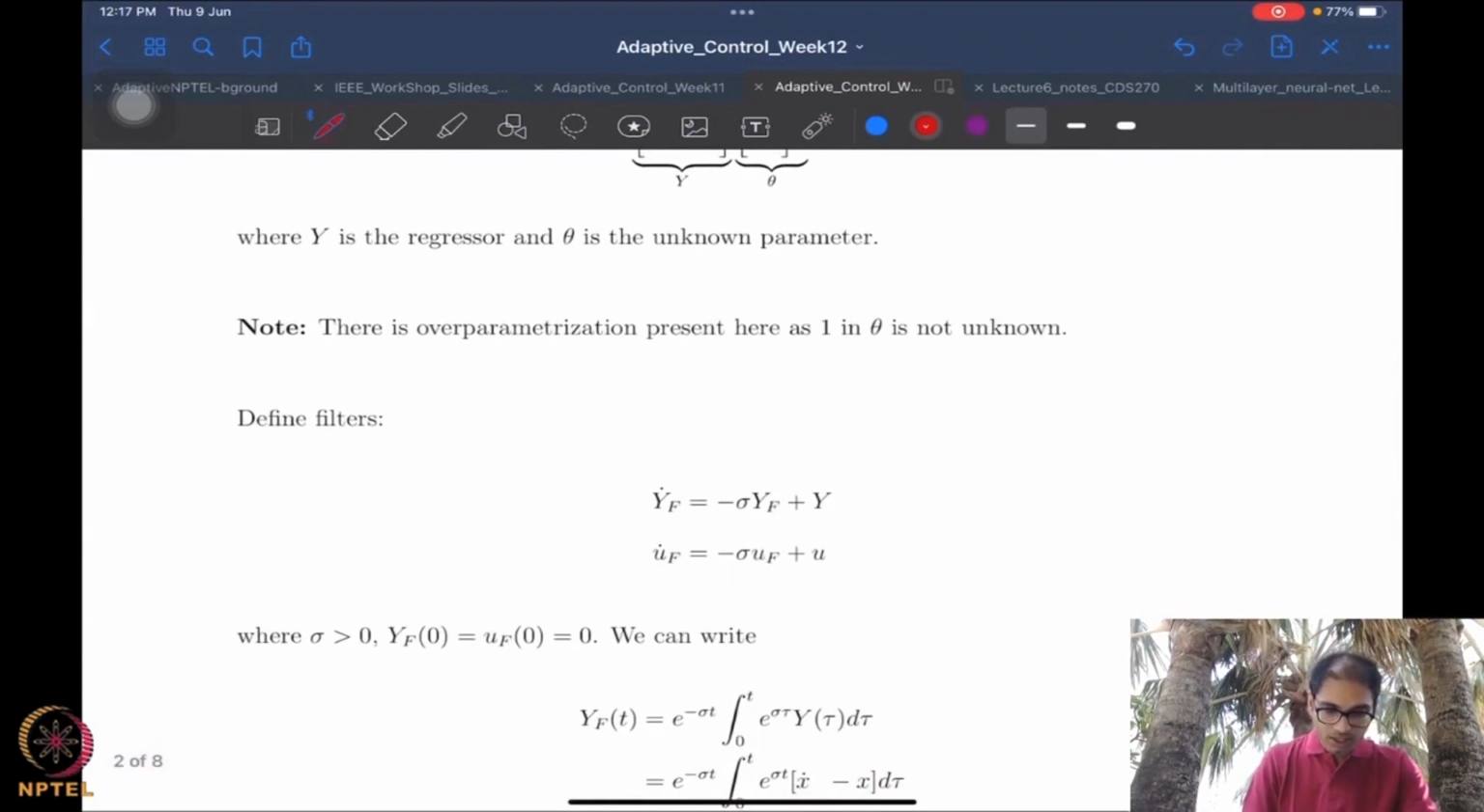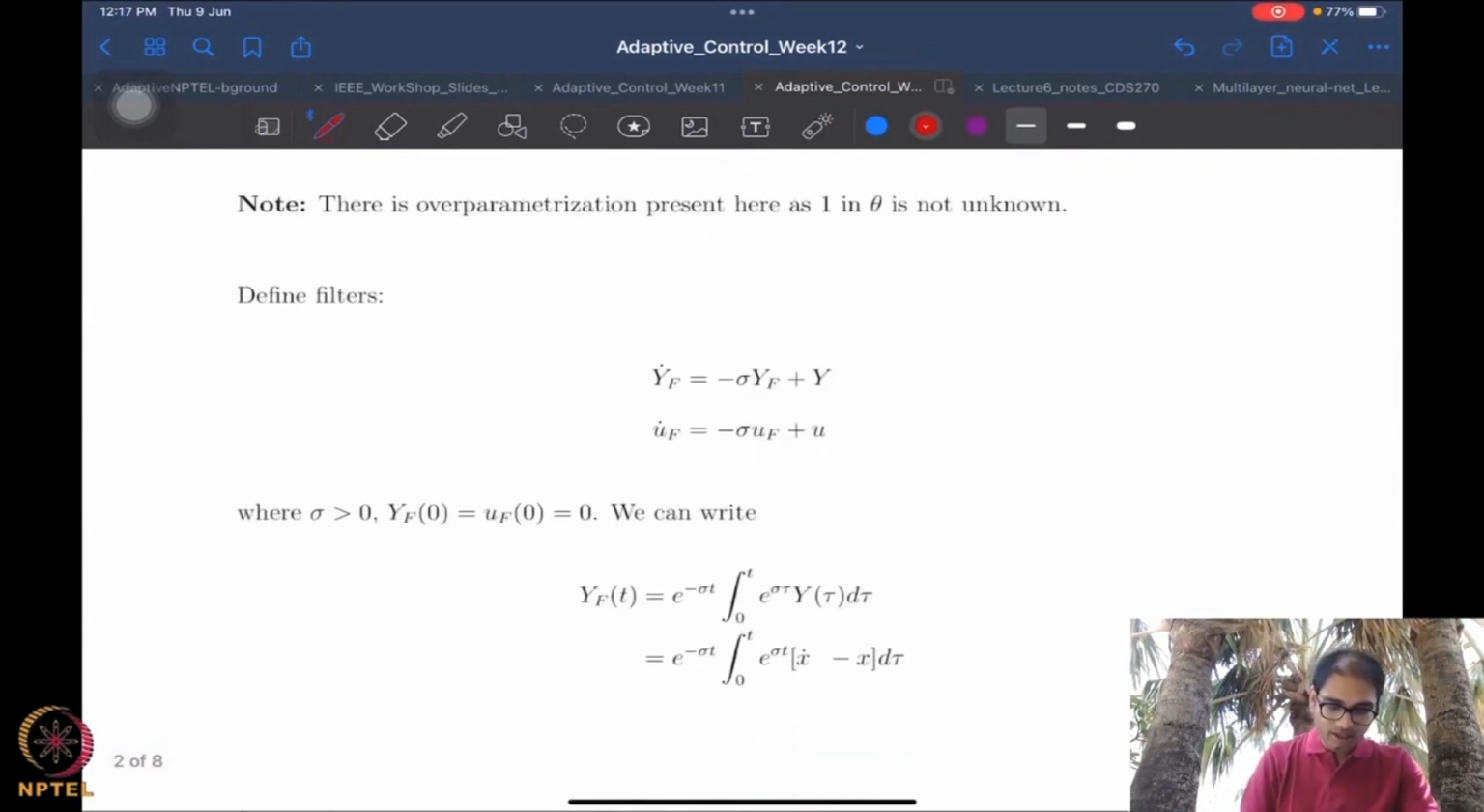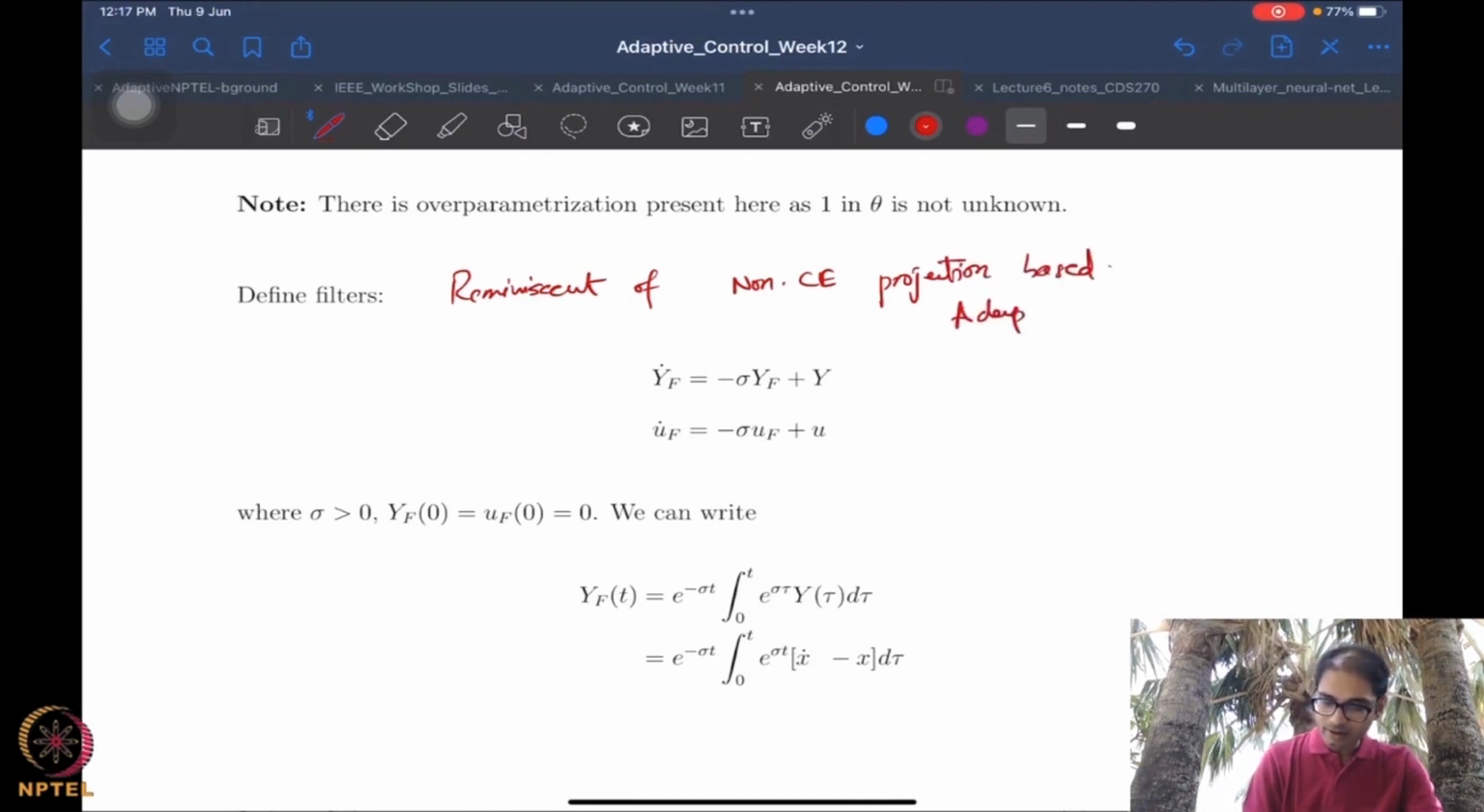Again, this should be reminiscent of non-CE projection based adaptive loss. Yeah, this should be reminiscent of non-CE projection based adaptive loss.